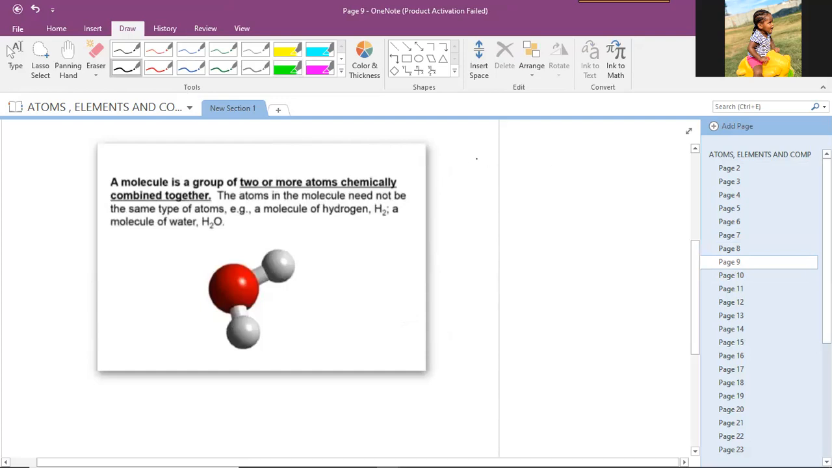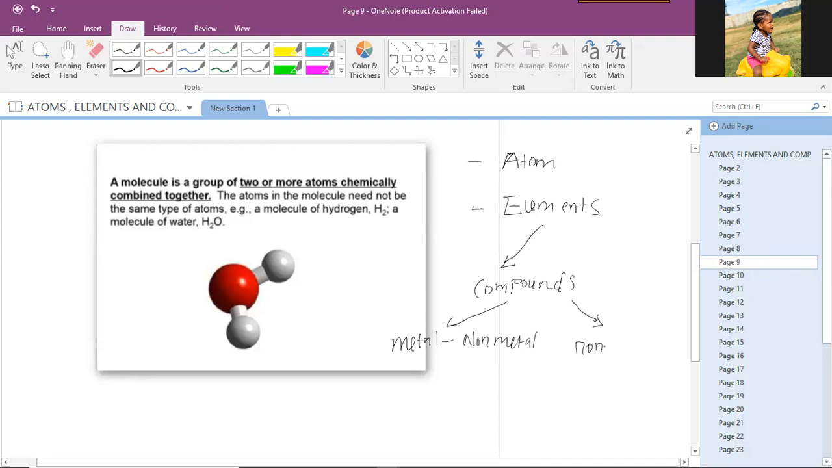So far, we've introduced three components. We've introduced atoms, and different types of atoms come together to make elements. And two or more elements can combine together to form compounds. And compounds can either be formed by a metal and a non-metal. And compounds can also be formed when two or more non-metals combine.